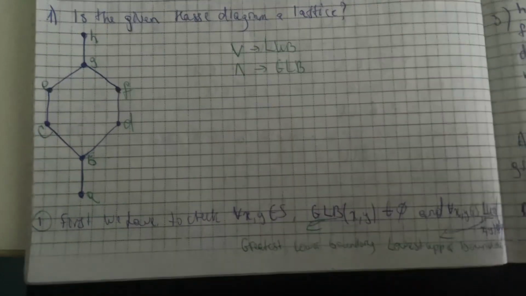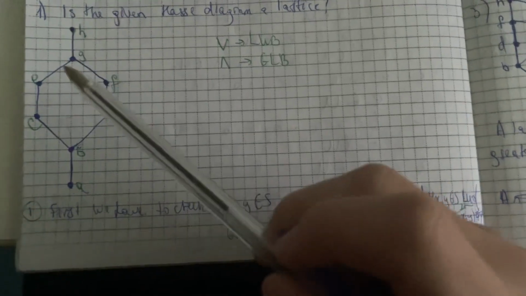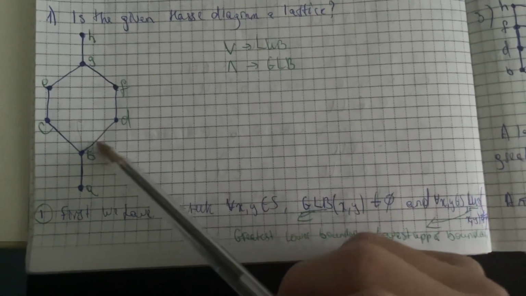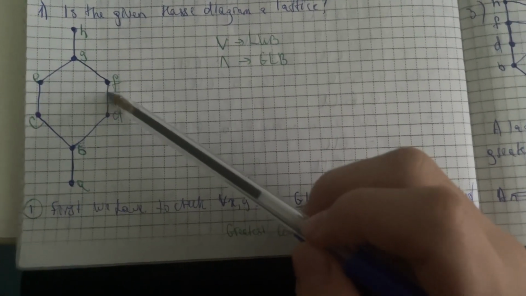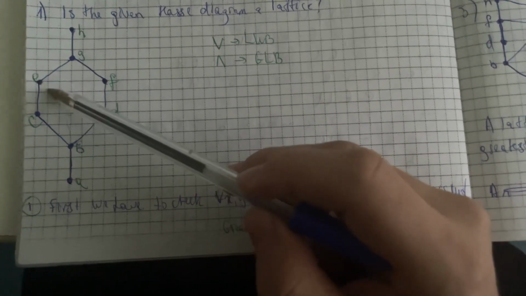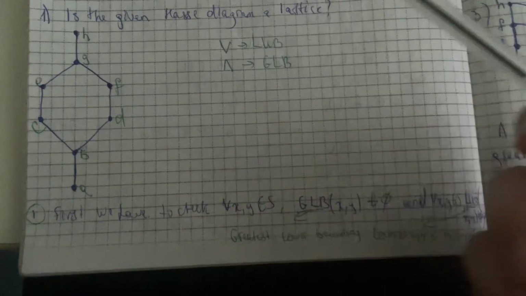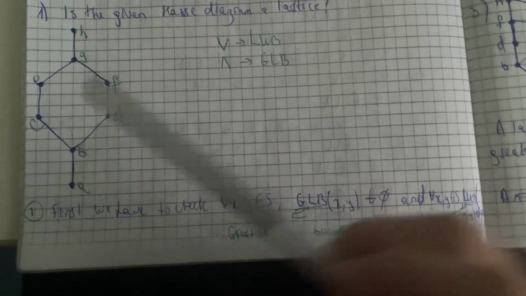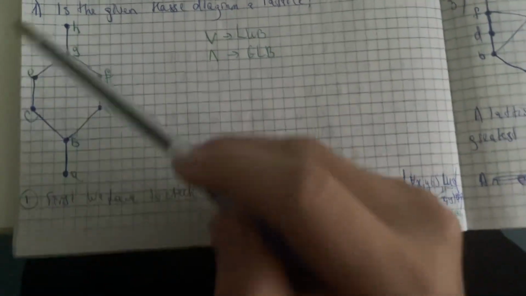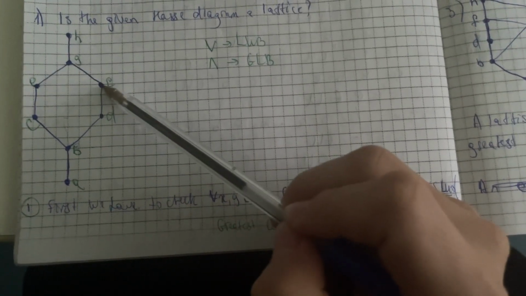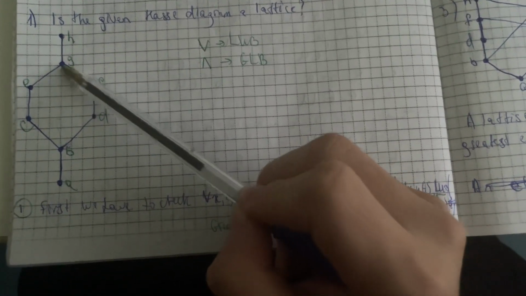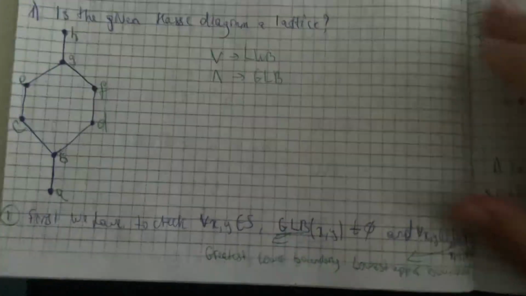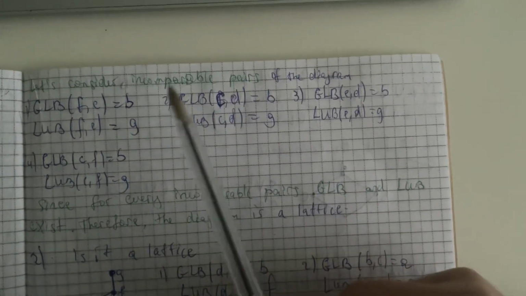Greatest lower bound means the lower element where they match. Here you can see E and F. Their greatest lower bound is B because they match in B, and their lowest upper bound is G, because E and F match in G in the upper part. Here I have written everything for the incomparable pairs.